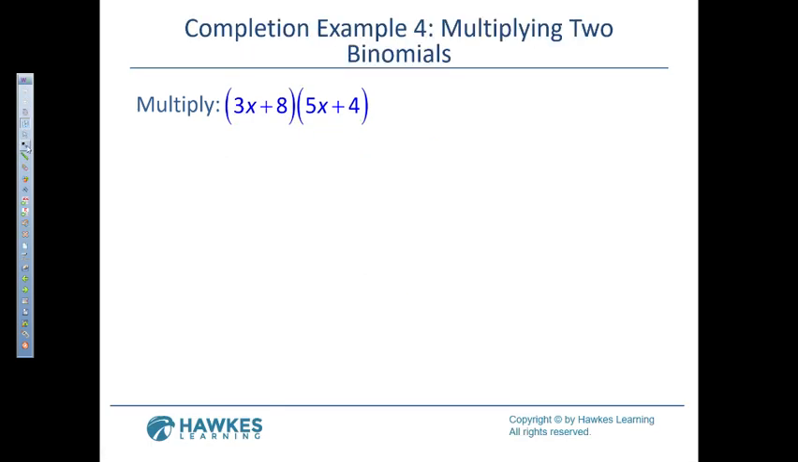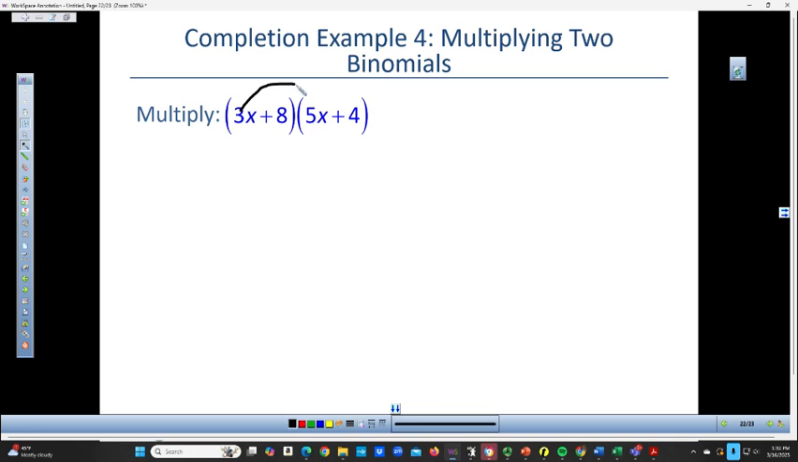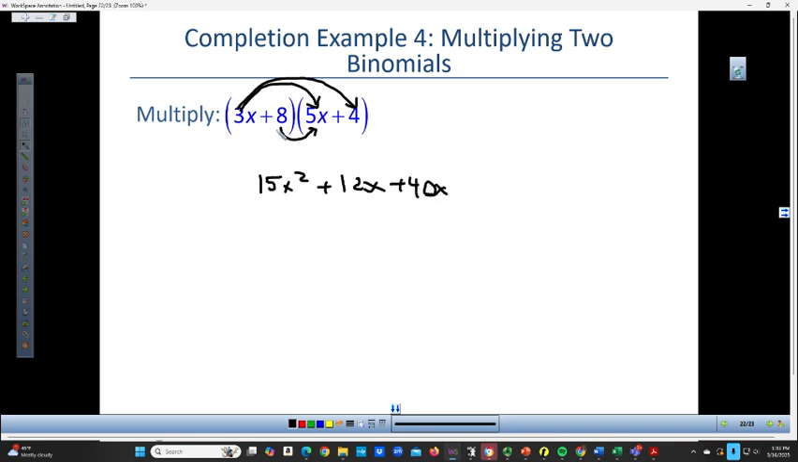Okay, so same thing. We'll FOIL this. So first, 15x squared, then outside plus 12x, then inside plus 40x, and then last plus 32. Combine my likes: 15x squared plus 52x plus 32.